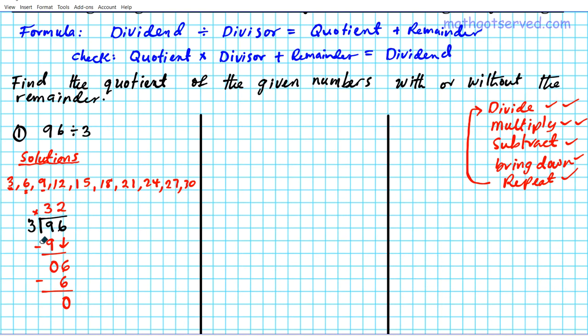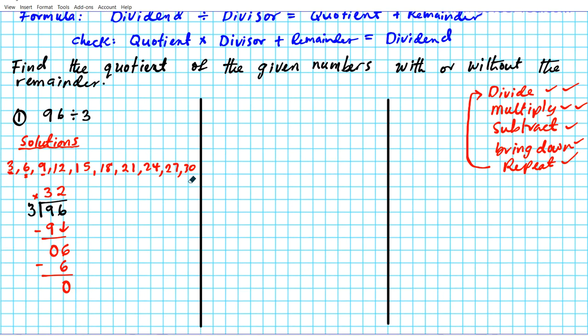Guess what, ladies and gentlemen? We are done. What is the significance of the different things that we have here? What we just got, let's just highlight that. 32 is your quotient, okay? And 0 is your remainder. In this problem, we have no remainder.